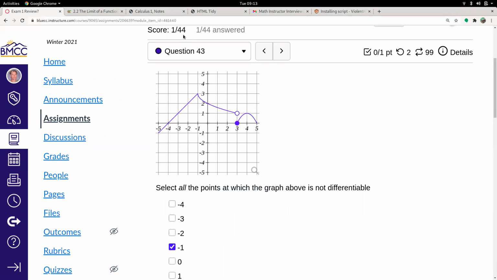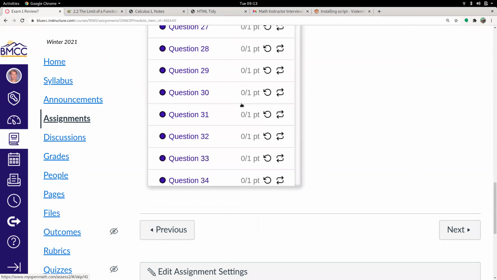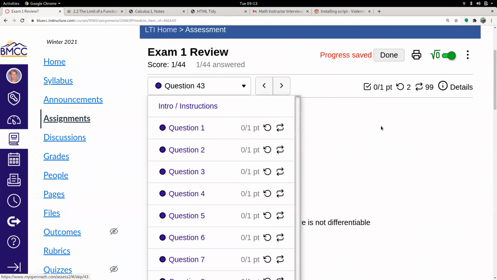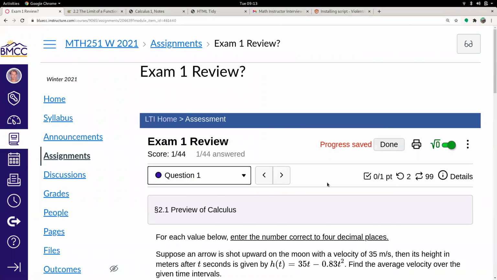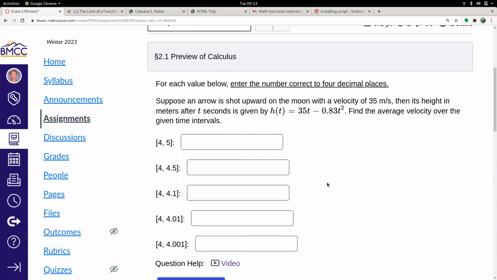Next, let's go back to question number one. All right, question number one. Suppose an arrow is shot upward on the moon with a velocity of 35 meters per second. Its height in meters after t seconds is given by h of t equals 35t minus 0.83t squared. Find the average velocity over time.